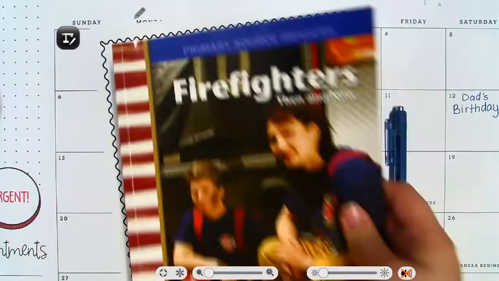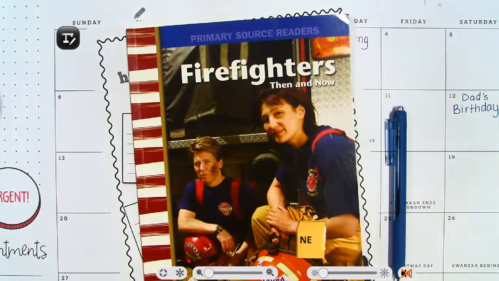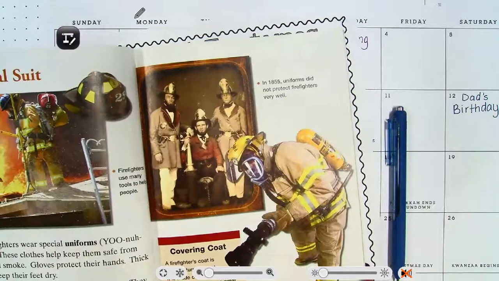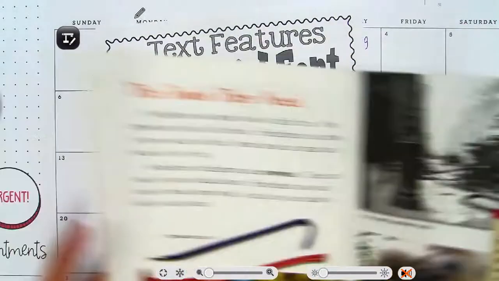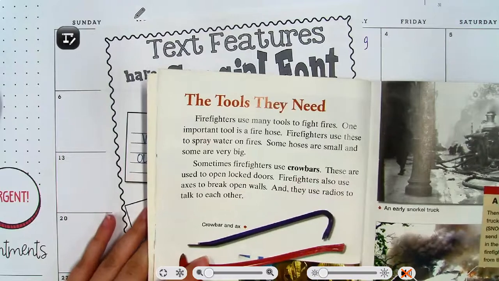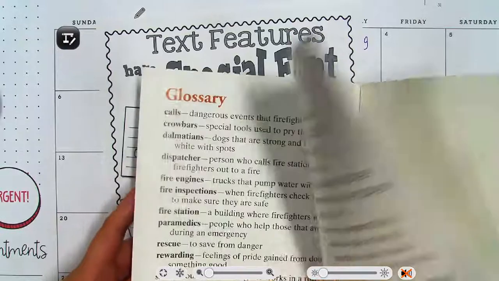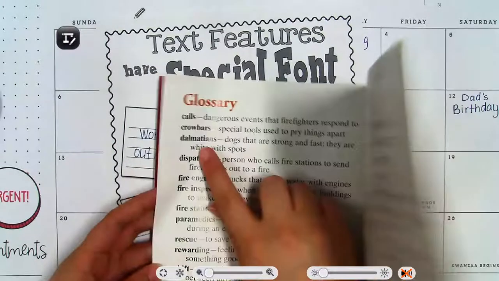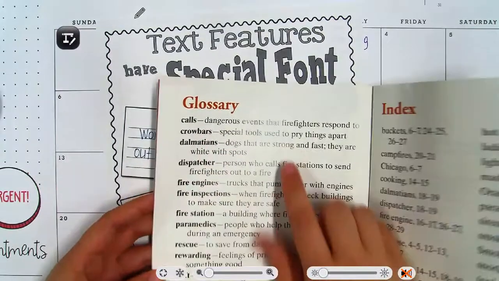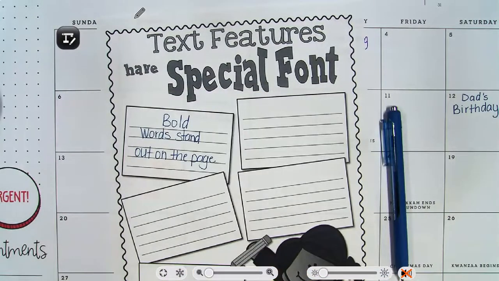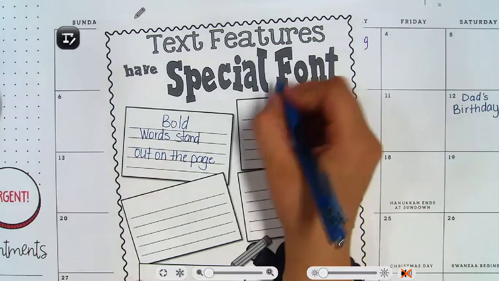So for instance, in our book, Firefighters, we do have some bolded words like crowbar. And so that's telling me that it's an important word and that you could probably go back in the glossary and find it. Crowbar, and then there's your definition. So that's what I think of when I see bolded words, hey, this is probably going to be a word that is in the glossary.